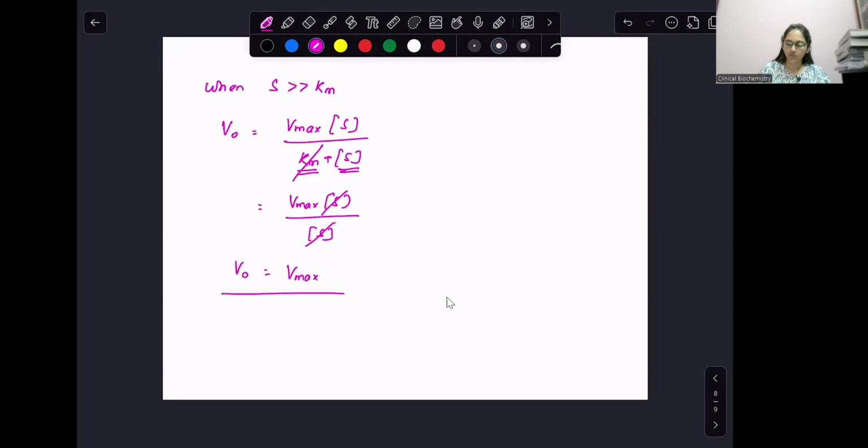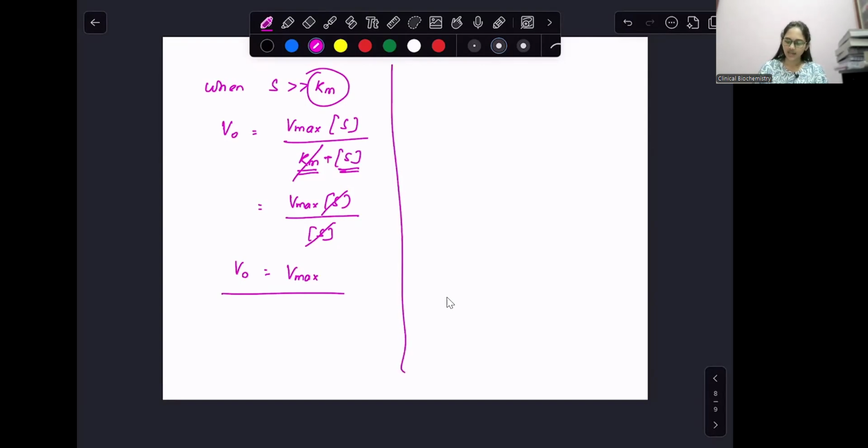Okay, so when the substrate concentration is too high, then the reaction has reached the maximum velocity. So that's the concept here. So when do you attain maximum velocity? When your substrate concentration is too high. Okay, so that's when you have attained the maximum velocity.